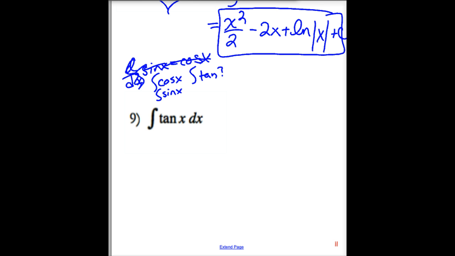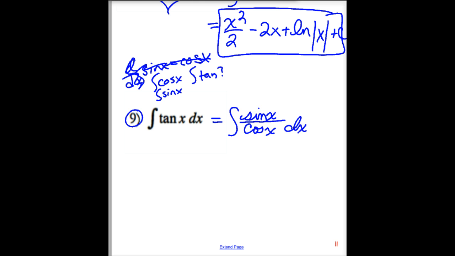Keep in mind I'm asking you the derivative of what gives you tangent. We don't know that right now. I've never given you that because this is actually a natural log issue. Here's why. You might say, LaRue, it's not a fraction, and I'd say, yes, it is. Tangent is sine x over cosine x.